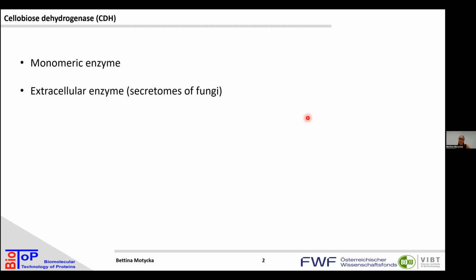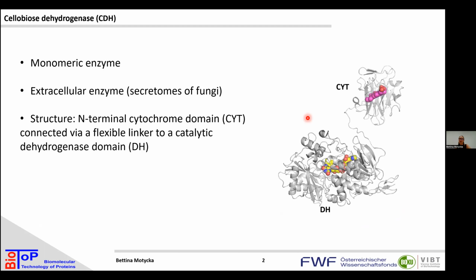The main feature of this enzyme is its 2 domains. It consists of a small cytochrome domain, which is connected via a flexible linker of about 15 to 20 amino acids to a catalytic dehydrogenase domain. Shown here in color, the cytochrome domain has a hexacoordinated bound heme B as cofactor, and in the dehydrogenase domain, you have a non-covalently bound FAD.